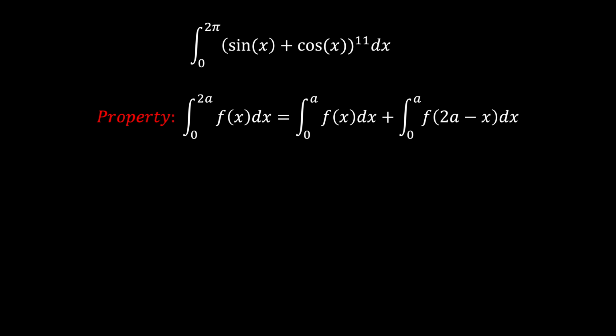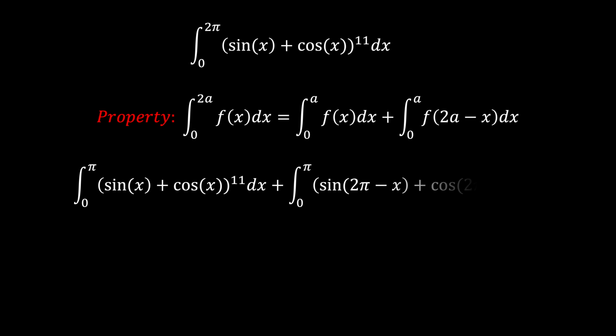How can this property help? If the second part becomes the same as f of x, then I get 2 times the integral from 0 to a. But if f of 2a minus x becomes minus f of x, then my integration becomes 0. This is a very nice property where you don't have to solve anything else. But let's see what we get. Can we simplify it further or not?